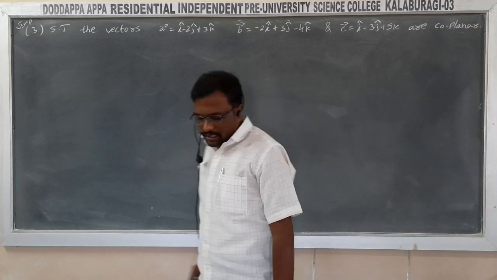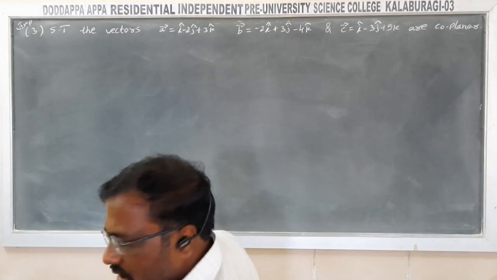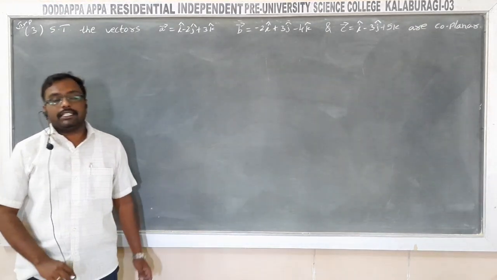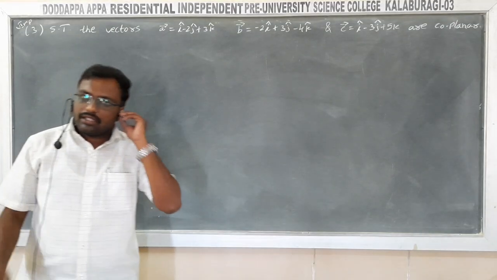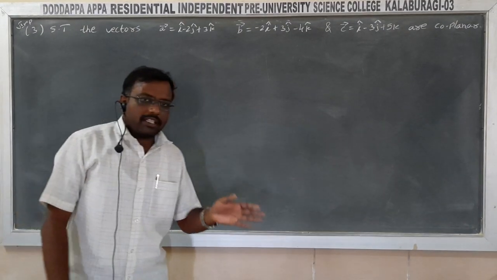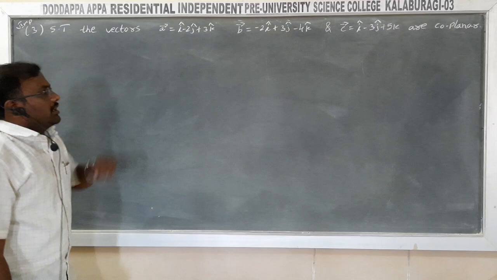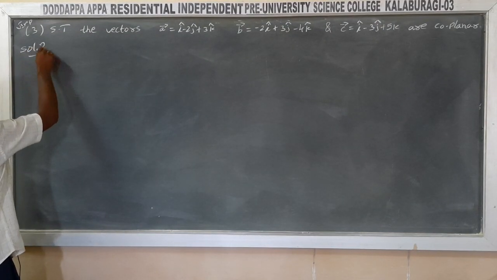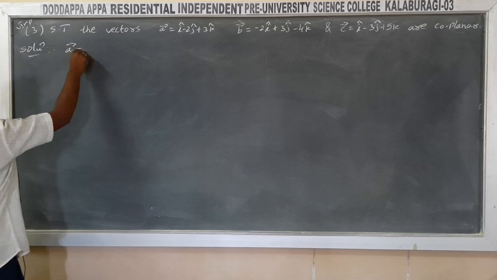Okay, you can do that. This is coplanar. We know that. What do you mean by coplanar? When vector A dot of vector B cross vector C is equal to 0. Right? So if you find out the vector A dot of vector B cross vector C is equal to 0, then it is coplanar. So as usual method, first take vector A value.